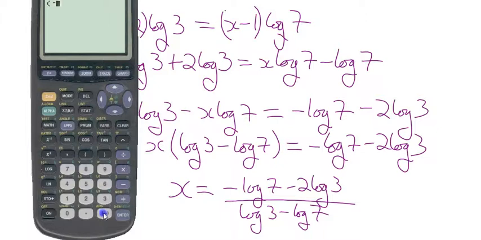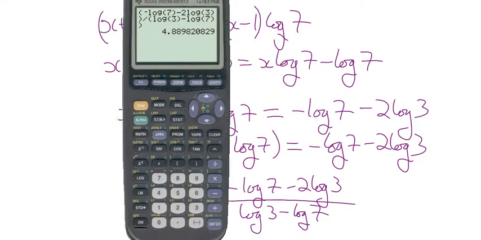Bracket negative log 7 bracket minus 2 log 3 bracket bracket. So that's the entire top in brackets, right? Divided by bracket log 3 minus log 7 bracket bracket, enter, and there we go. Is that the number you guys got? 4.889820829. All right, that was the solution to something, right? What was the question? If that's the solution, what was the question?